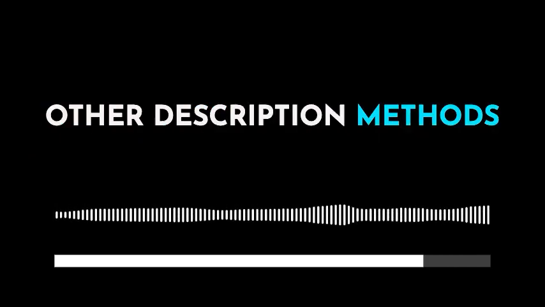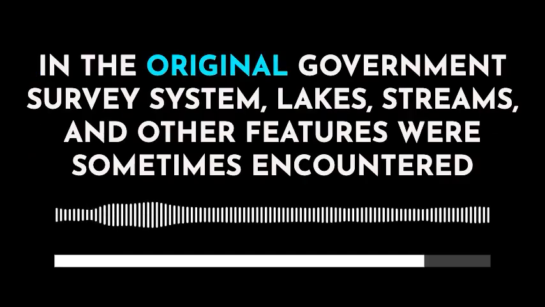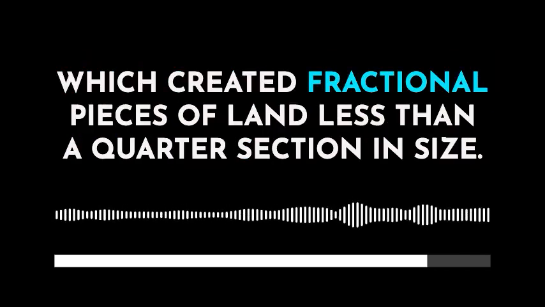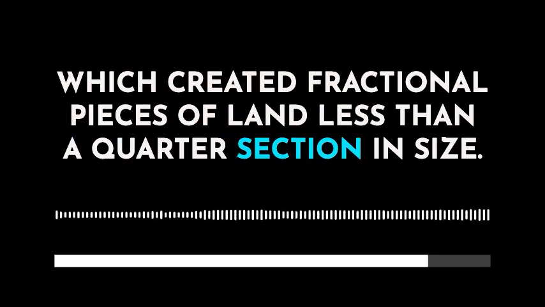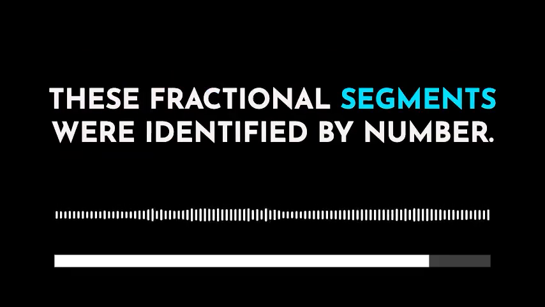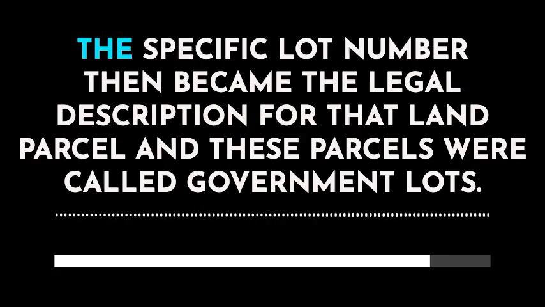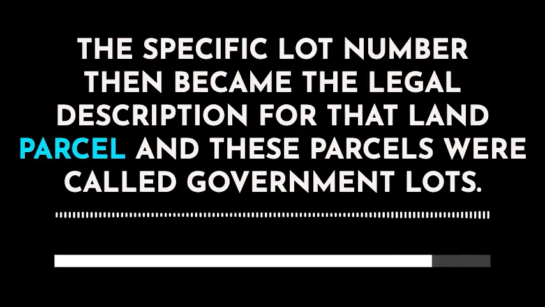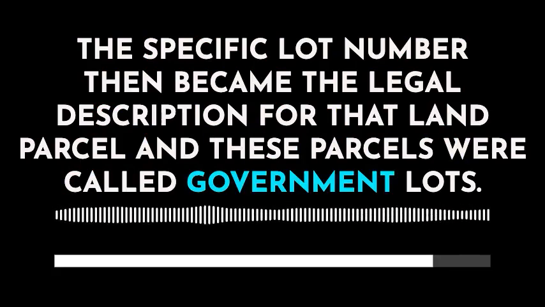Other description methods. Government lots. In the original government survey system, lakes, streams, and other features were sometimes encountered which created fractional pieces of land less than a quarter section in size. These fractional segments were identified by number. A specific lot number then became the legal description for that land parcel, and these parcels were called government lots.